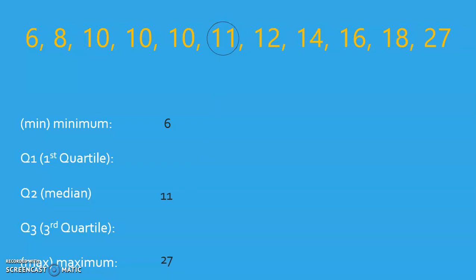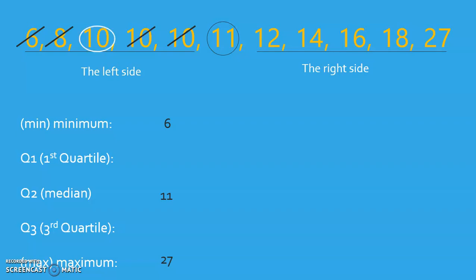Okay, so once we have those 3 numbers, next we want to go ahead and divide our data in half. So if 11 is our median, we're going to have a left side and we're going to have a right side. So on the left side, we want to do the same thing and mark off numbers to find our Q1, which is also the median number or middle number for the left side of the data. And the number we're left with is 10. So 10 is our Q1.